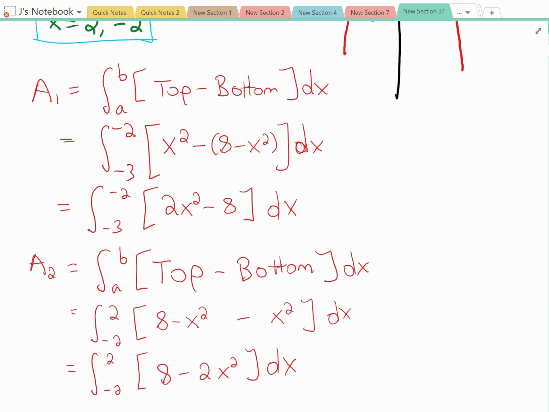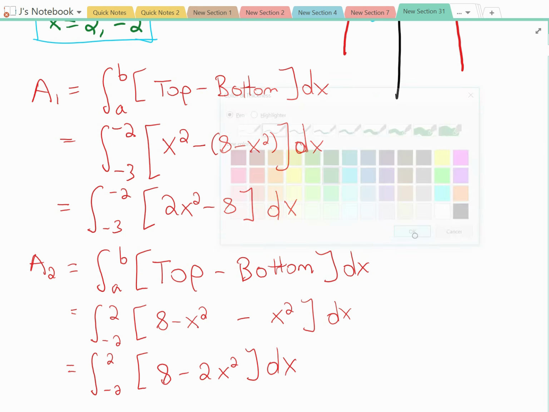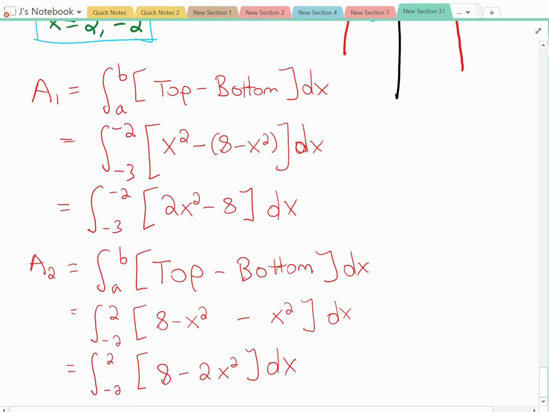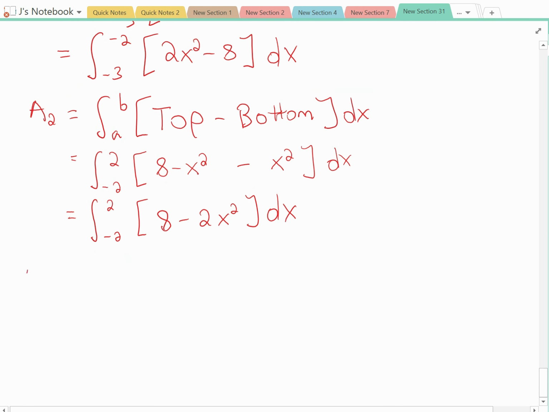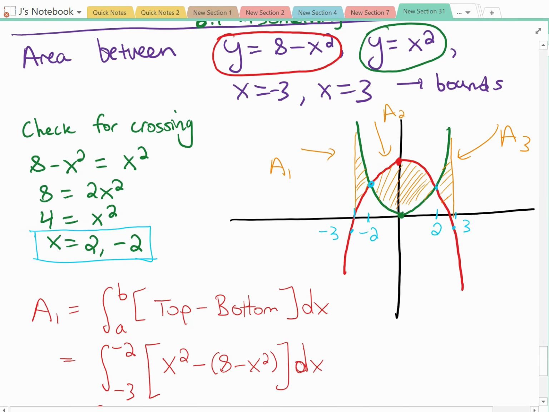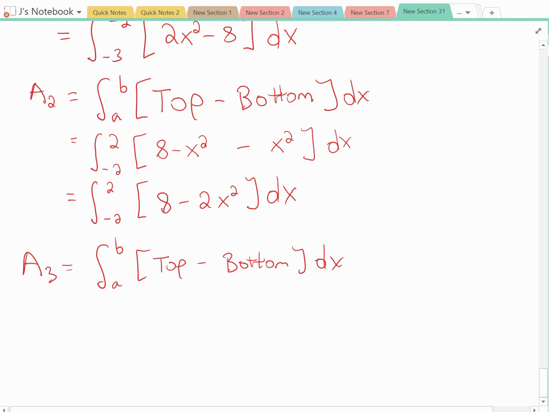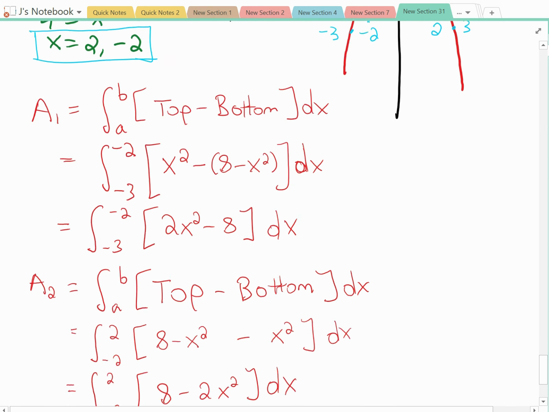Now I'll do A3. A3 is again the integral from A to B of the top function minus the bottom function. You go back to your picture. Look, the green one is on top, x squared is on top, and the red one's on the bottom. So you have x squared minus 8 minus x squared, integrated, back to the picture, from 2 to 3.